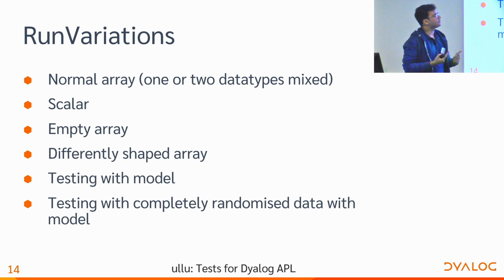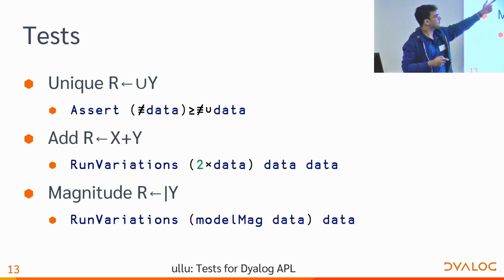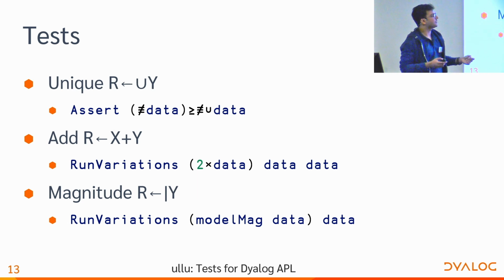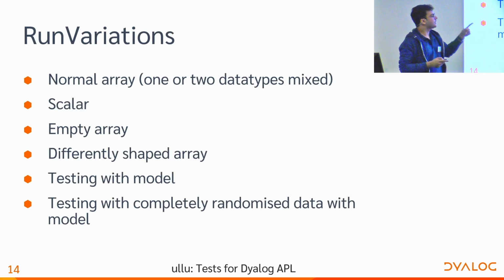Then we make an empty array out of the data provided and test the same test case on that. Then we have a differently shaped array where we apply a randomized shape function to generate different shapes with every test. This is tested for all of the tests that use run variations, which is almost most of the tests. Then we test with the model. The tests over here don't use the model and use the specific function that is predictive. So we put that data also through the model and test if it is right.